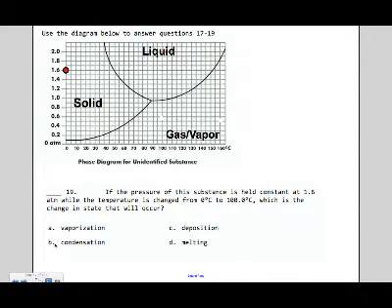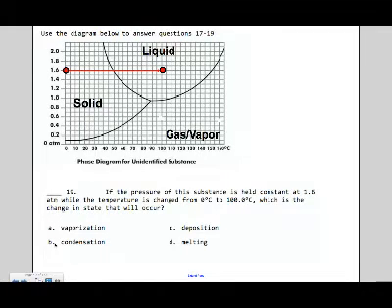Well, if we follow that line, moving across, what happens? We move from the solid area on the left to the liquid area in the middle, and we find ourselves crossing that phase barrier, and that is melting. Melting is what happens when you go from a solid to a liquid. So that's answer choice D.